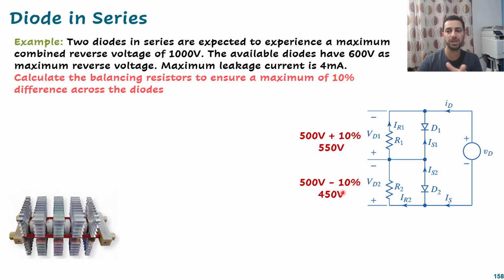We can actually calculate these another way. Another way is, okay, it allows for us a 10% difference. That means, what is 10% of the 1000? It is 100 volt.